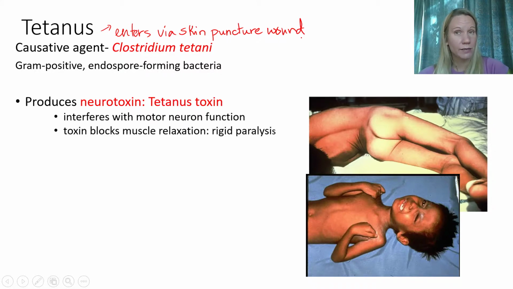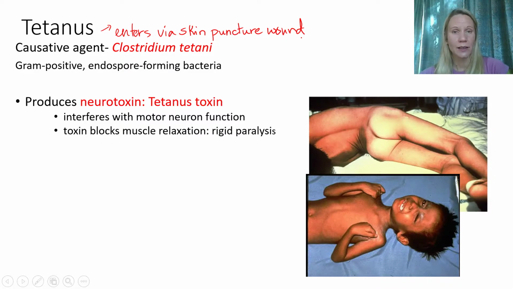This has the opposite effect of the botulism toxin. This actually causes rigid paralysis. Okay, so it prevents muscle relaxation. The muscle contraction is so intense. Look at the pictures here. Look at these people. They are in incredible pain from tetanus contractions.